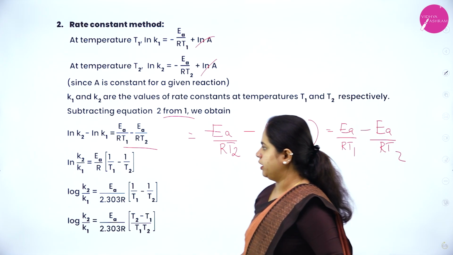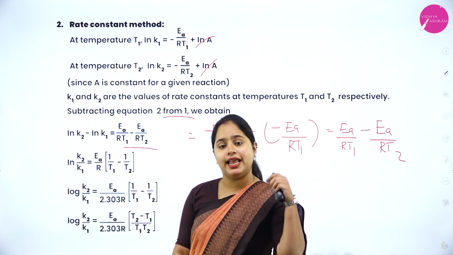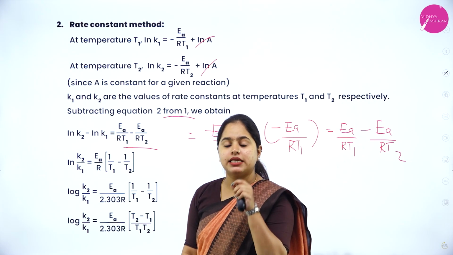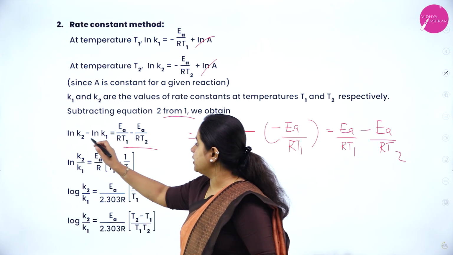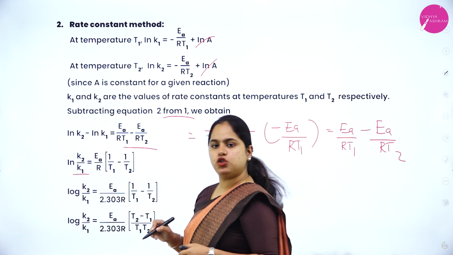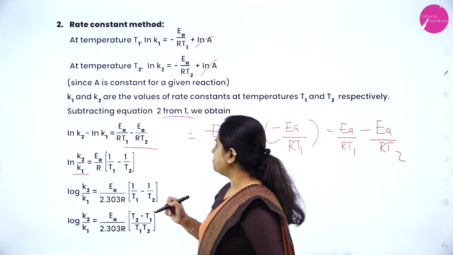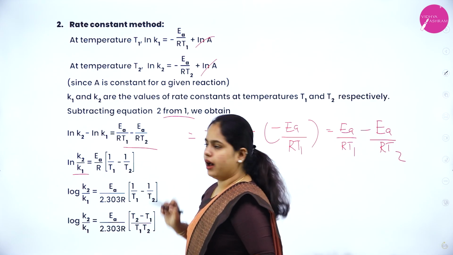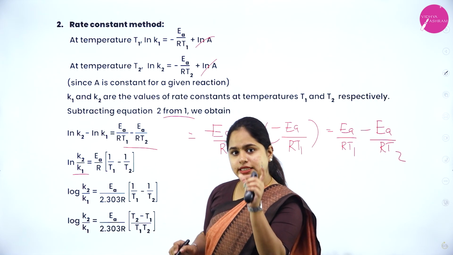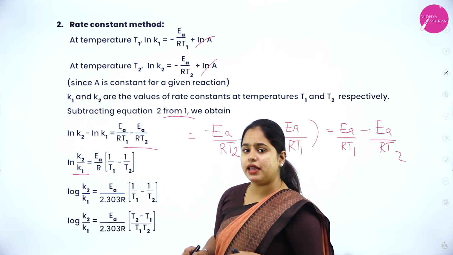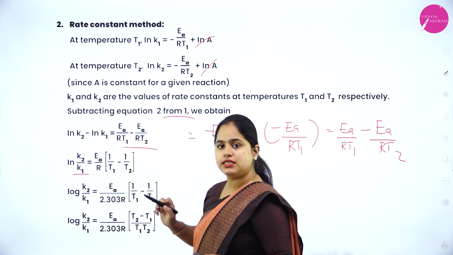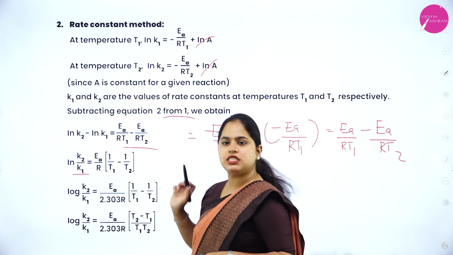So that is shown here. Now again we have studied this: ln a minus ln b is what? ln a divided by b. So ln K2 minus ln K1 will be ln K2 by K1, right? Now what we are going to do? Ea by R is common here. Ea by RT1, Ea by RT2. It's just that T1 and T2 is changing. Ea by R is a constant here. So we take out the Ea by R, and what will be inside the bracket? 1 by T1 minus 1 by T2.